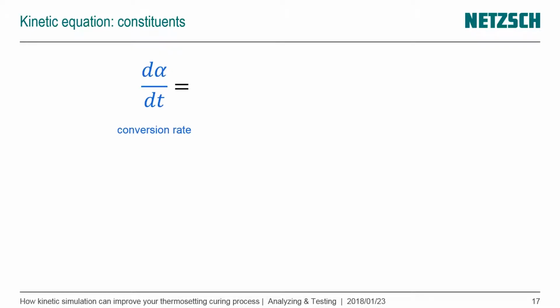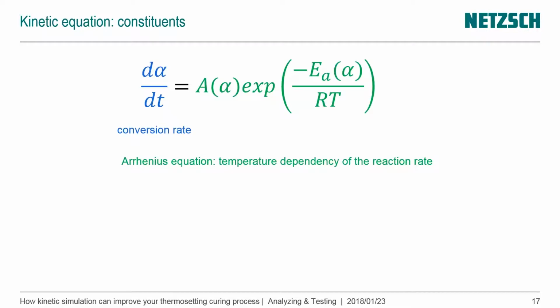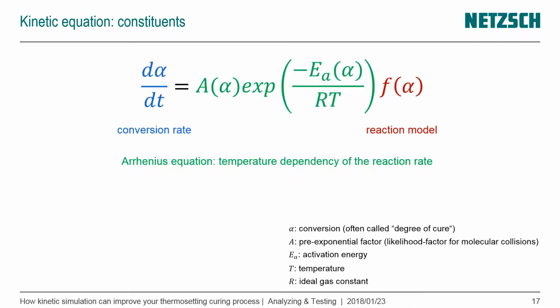First, we have a conversion rate. So alpha is the conversion, or often named the degree of cure. The conversion rate is dependent on the Arrhenius equation, so the temperature dependency of the molecular movement, and a mathematical model to fit the measurement data.